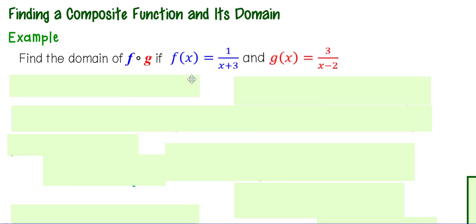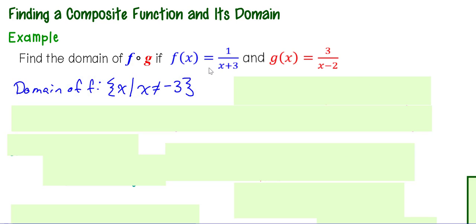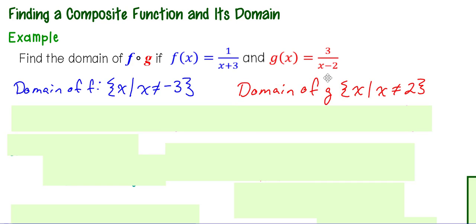So the first thing is we're going to look at the domain of f. Okay, and the domain of f is x except x cannot equal negative 3 because we can't have 0 on the bottom of a fraction. And the domain of g is x except x cannot equal 2.